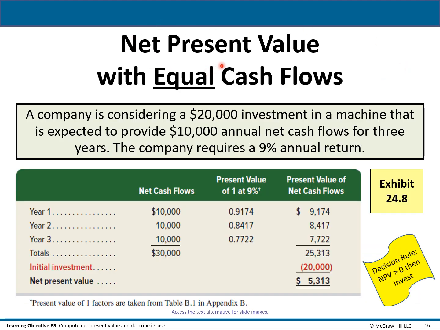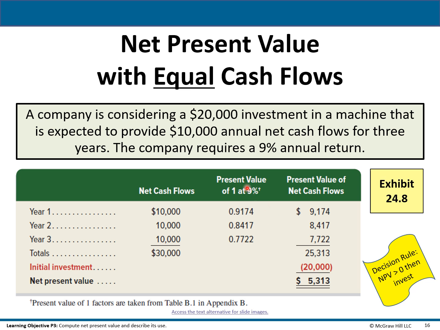So now let's look at the net present value when you have equal cash flows. A company is considering a $20,000 investment in a machine that is expected to provide a $10,000 annual net cash flow. The company requires 9% annual return. The net present value is computed down here in Exhibit 24.8. So this exhibit shows the annual net cash flows. So that's this column right here. So we see $10,000 at the end of each year.